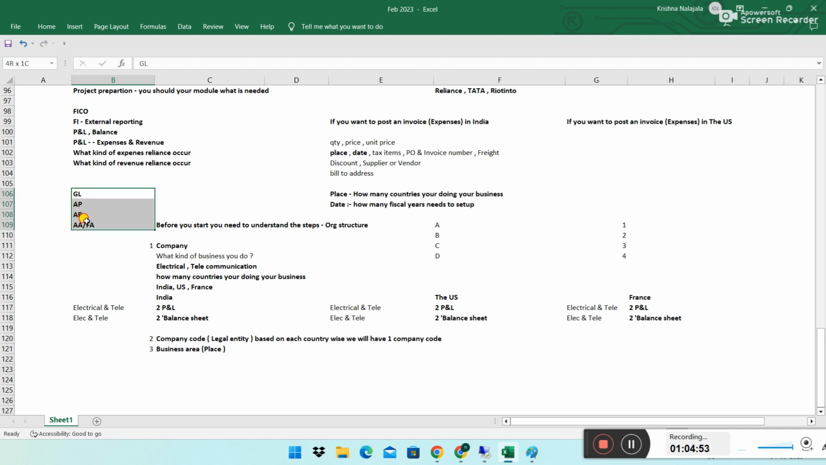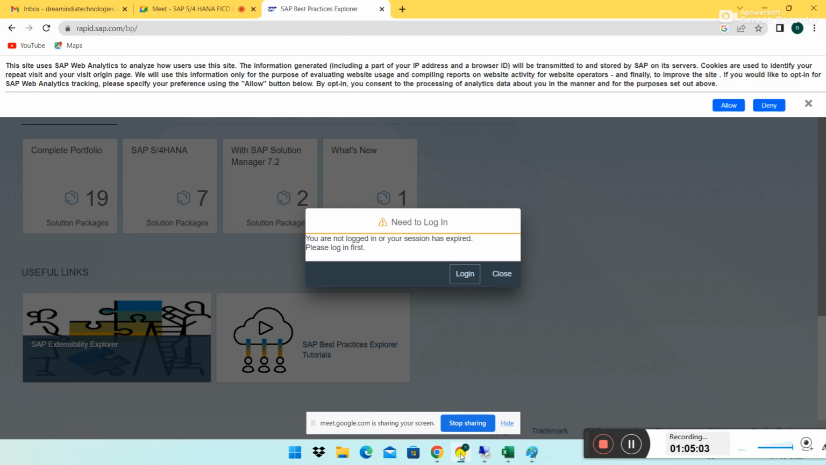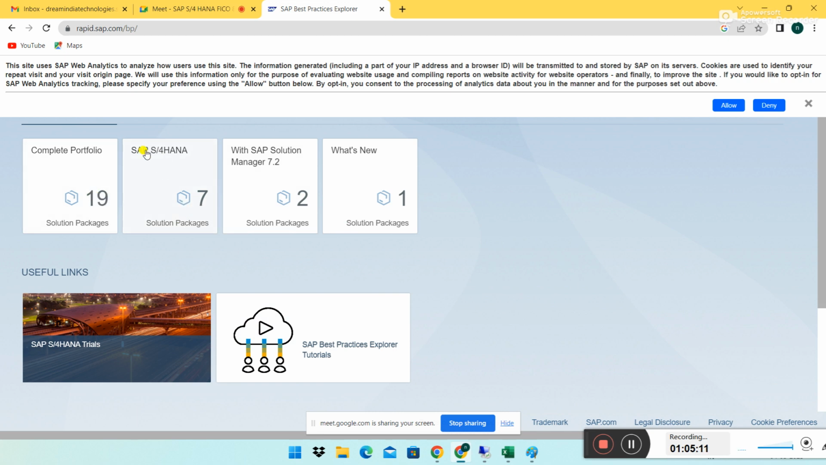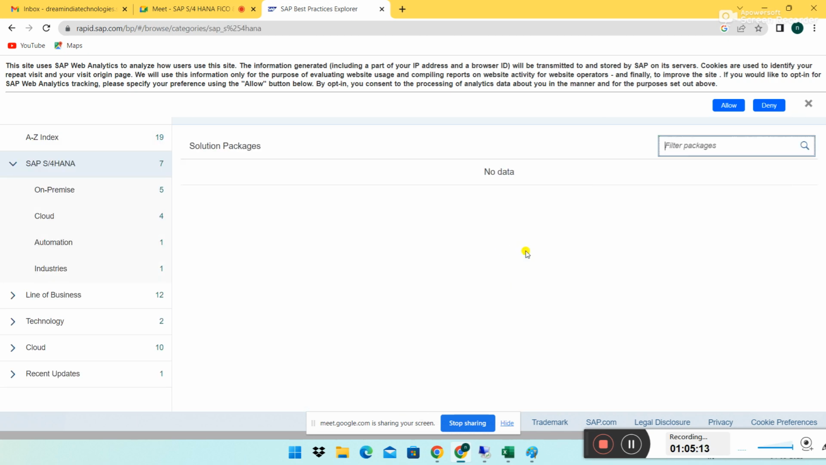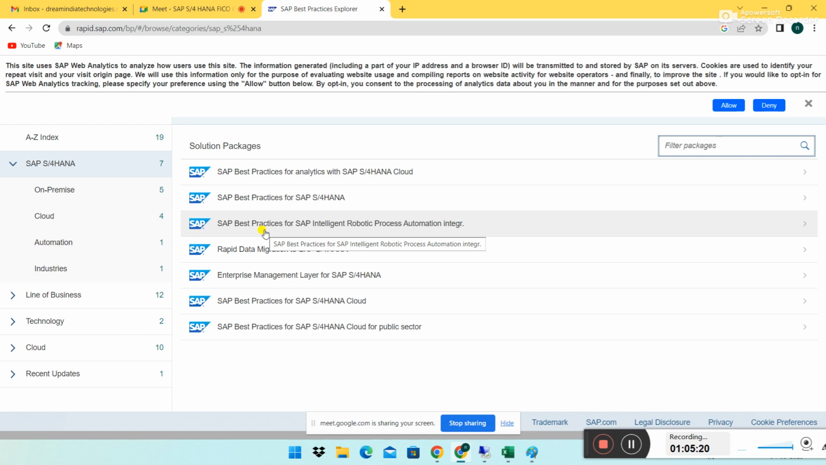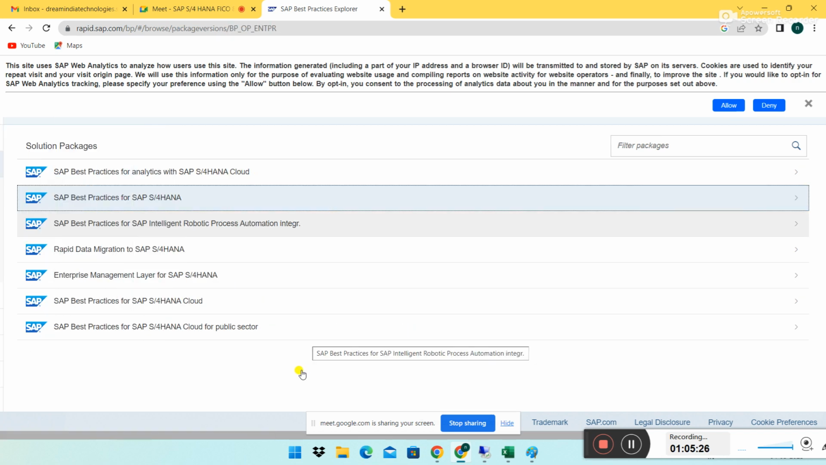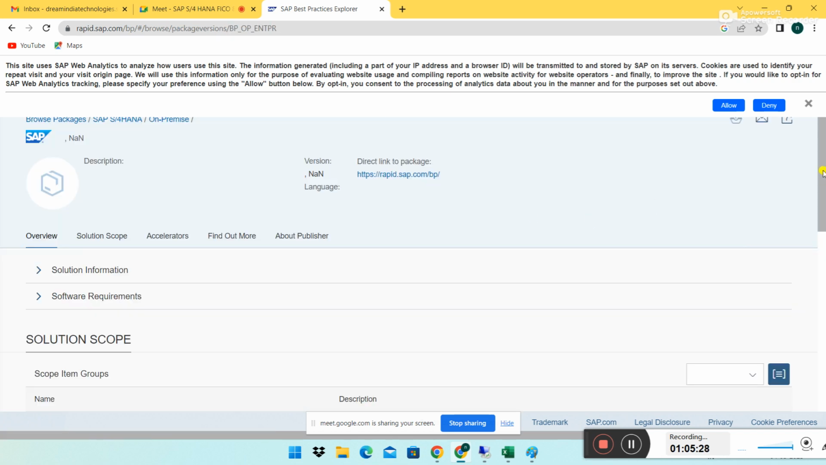If you don't know any process the business is talking about, or if you want to tell them in a detailed way, you have a source in Google. I'll tell you everything, how to find out and how to present it. Just click on close. This is fine. Just click on SAP S4 HANA. If you don't know some process, you can still read it from the SAP standard best practices and tell them. Click on SAP best practices for SAP S4 HANA. You will get a lot of documentation.